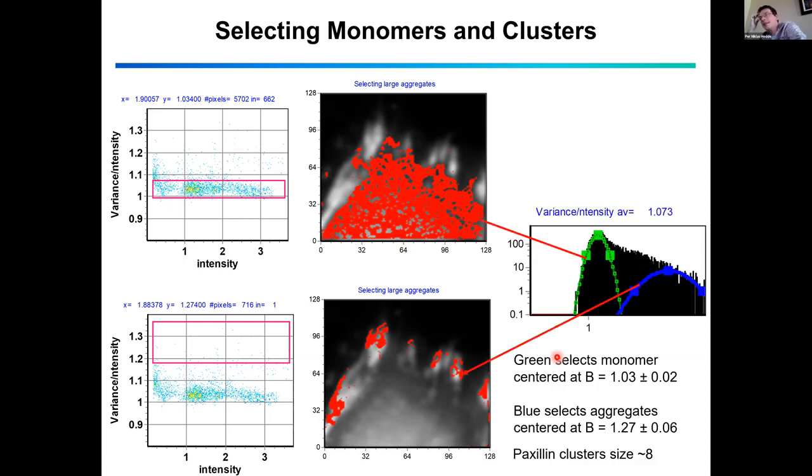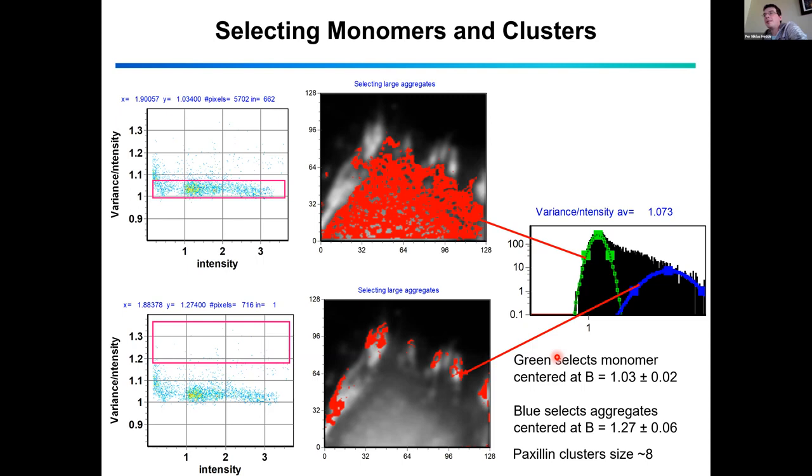Here on the right-hand side, you can see the selection of the different distributions corresponding to monomers, and then to higher aggregates, with an average cluster size of about 8 molecules per complex. So why is this? Well, the reason is that once the adhesions are formed, the paxillin molecules don't move around anymore. They stay in this adhesion in the same spot until the adhesion is disassembled, for example.